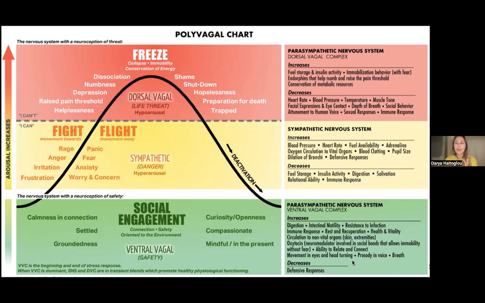The fuel storage and insulin activity increases. The mobilization behavior with fear, and endorphins that help numb and raise the pain threshold, increase. It's a very complex dorsal vagal complex, a parasympathetic nervous system response. And it can be that, let's say, a child who was in the yellow zone and had anxiety, irritation, anger, fear, panic, rage, frustration, worry, concern, maybe expressed that, but nobody came to help. And that's when it goes into the red zone.